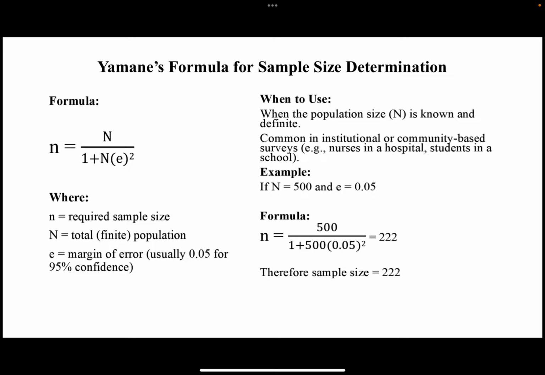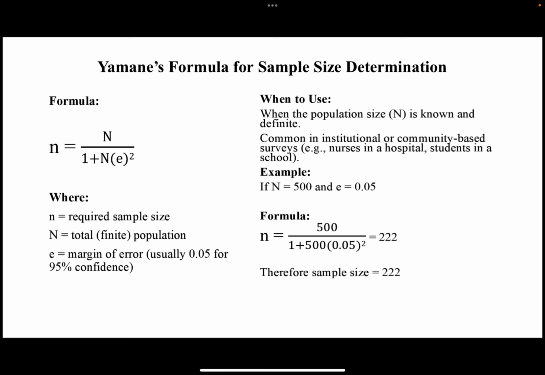Okay, good. So, for example, let's say we are doing a study among nurses at a particular department. The total number of nurses N is 500. So you write N is equal to 500, or the total number of nurses working at the department is 500.